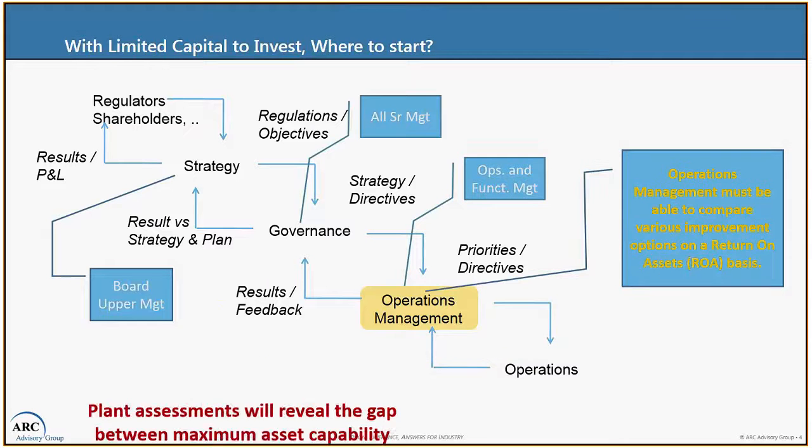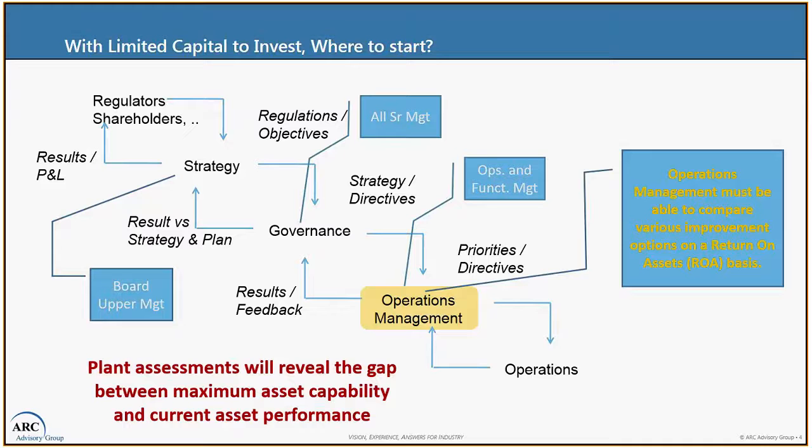Before evaluating plants to determine the gap between their maximum asset capability and what their current performing capability is, you need to understand where it fits into your corporate governance process. Since the focus of this is operational assets, the individual plant assessments and analysis will allow operations management to compare various improvement options on a return on asset basis. In other words, a quantified business value assessment. Plant assessments will reveal the gap between the maximum asset capability and the current asset performance.